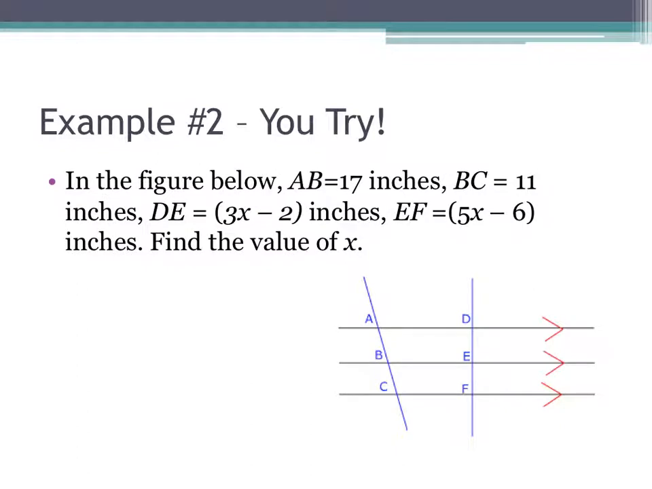Here's the second example. I would like you to try this one. Label the figure, set up a proportion, and solve. You will get a fraction for an answer. And then come back when you've solved the problem.